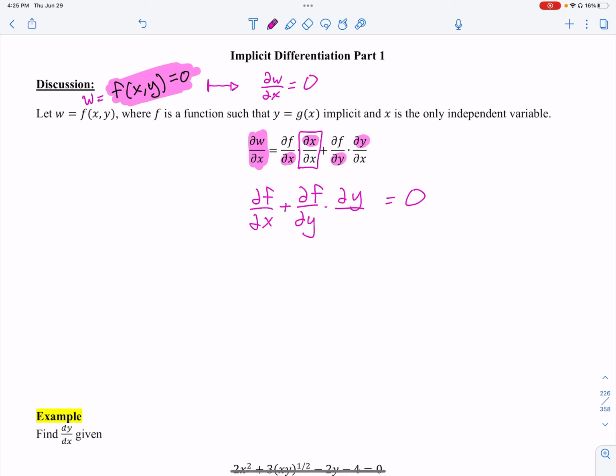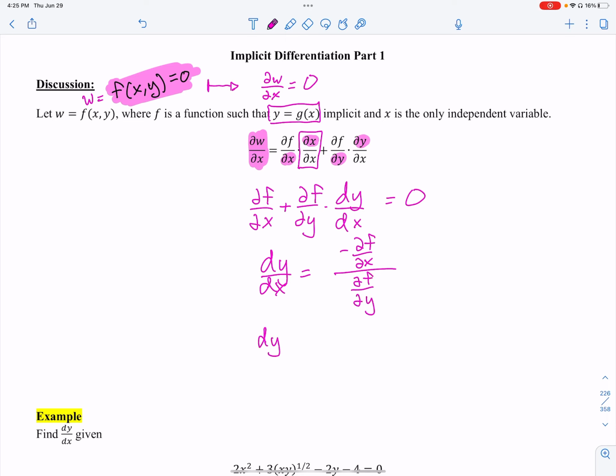And then I want to point out this partial here can be a regular derivative. The reason being is because y only has one variable, which is x. So I don't need to say partial when it's only x. You see probably where we're going here. I can solve for dy dx by subtracting partial of f with respect to x and then dividing by partial of f with respect to y.